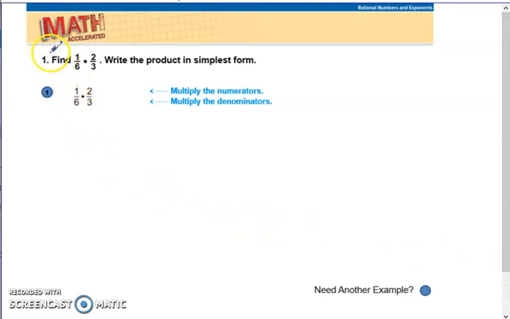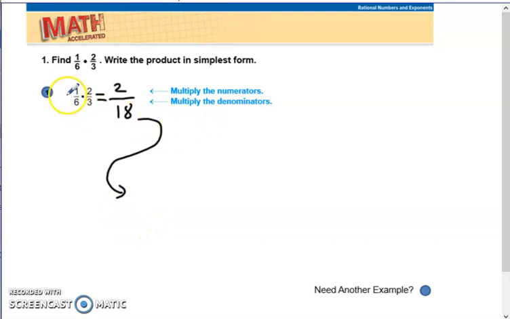Okay, so this one is asking you in example number 1, they're asking you to find 1/6 of 2/3, and so this is really 1/6 times 2/3, and so write the product. Product is your answer when you multiply. So you just multiply straight across. So we're going to multiply straight across, and 1 times 2 is 2, okay, and then 6 times 3. 6 times 3 is going to be 18. Okay, make sure that you simplify it.